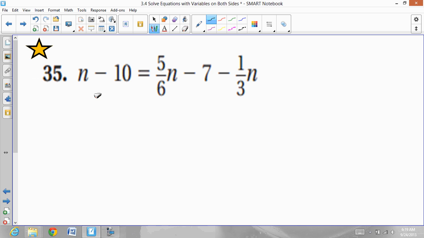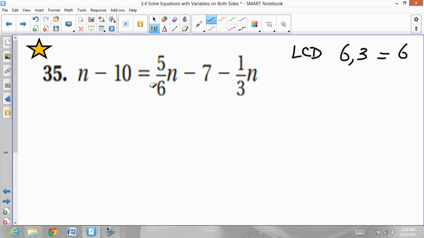Let's focus on question number 35. N minus 10 equals 5/6 n minus 7 minus 1/3 n. The one thing you need to understand is that you have a denominator of 6 and a 3. Not only that, you got a variable n on the left side, you got a variable here and a variable here. So let's start this question. The first thing I want to do is get rid of the denominator. That is so bothersome. So I'm looking at 6 and 3, and the least common denominator for 6 and 3 is 6.